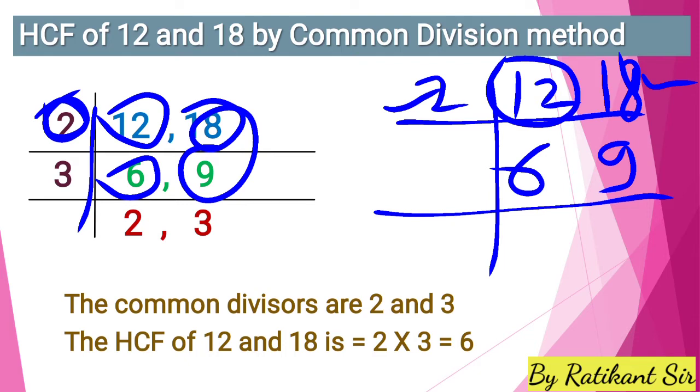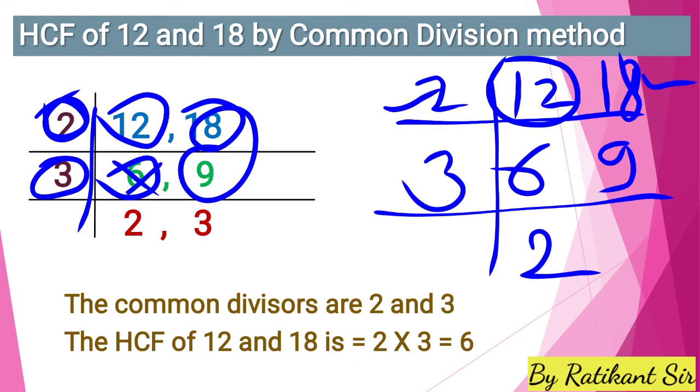Now at the below side in the second row, you can see 6 and 9. This 6 and 9 are both divisible by 3, right? They are not both divisible by 2. 6 is divisible by 2, but 9 is not. But we want a number which can divide both. So 3 ones are 3, 3 twos are 6. This 3 will divide this 6, so 2 is here. Now 3 ones are 3, 3 threes are 9.